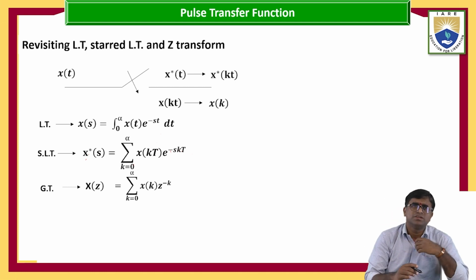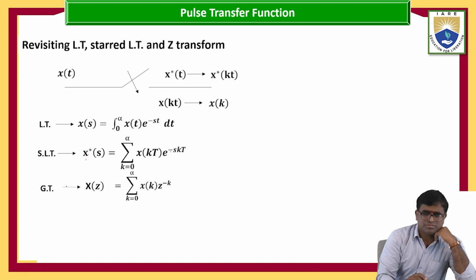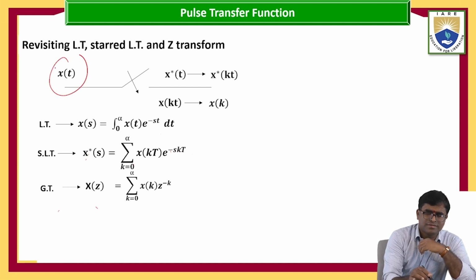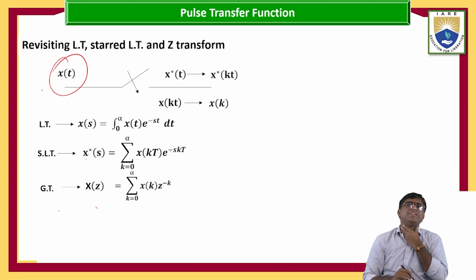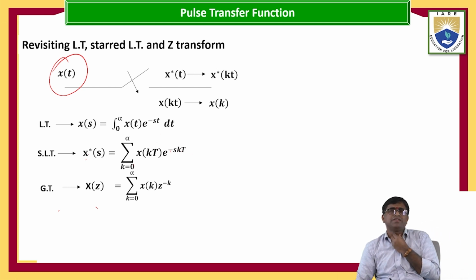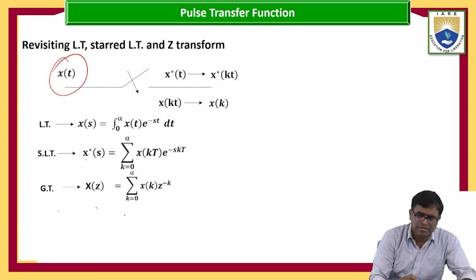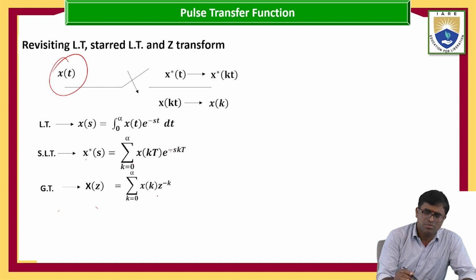Next, coming to the z transform: X(z) equals, as you have already seen in the previous z transform formulation, the sum over k equals 0 to infinity of x(k) into z power of minus k. Only the star Laplace transform is the new term here.